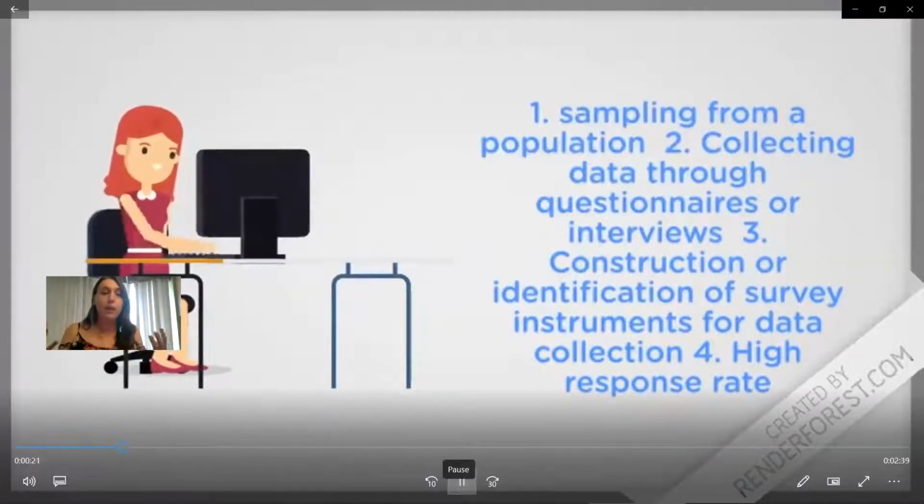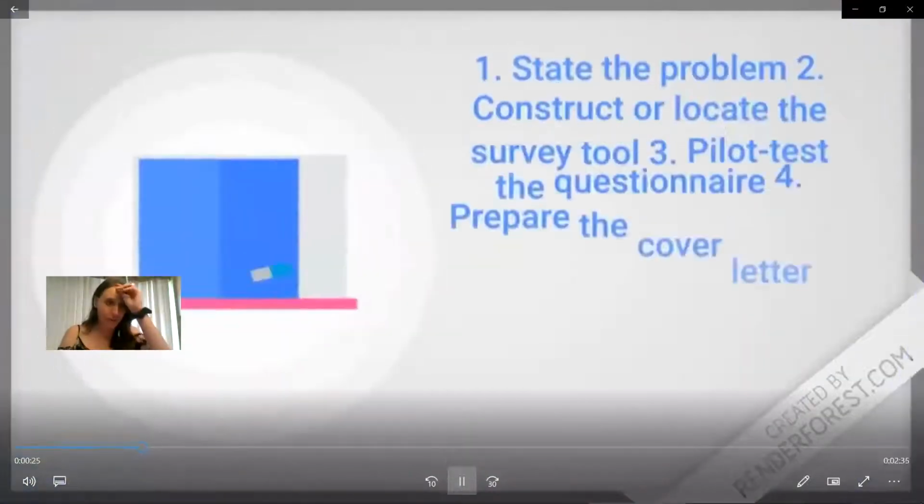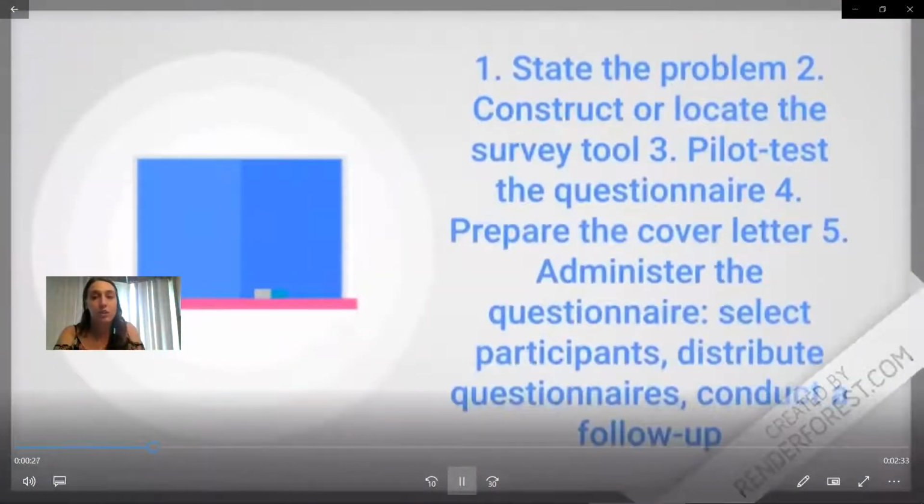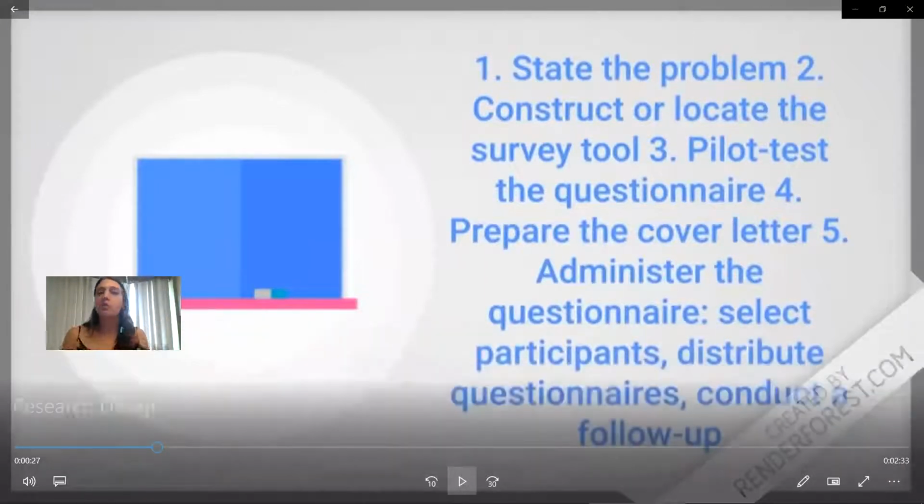The next thing that we're going to discuss is the steps in the process, how to actually do survey research. These are just going to be the first 5. There are 8 steps in this. Sometimes a few of the steps can be taken out, but for the most part, I'm going to be describing the most important steps. The first one is you need to state your problem. You need to have your goal set out, and it needs to be clear what you're actually trying to accomplish.